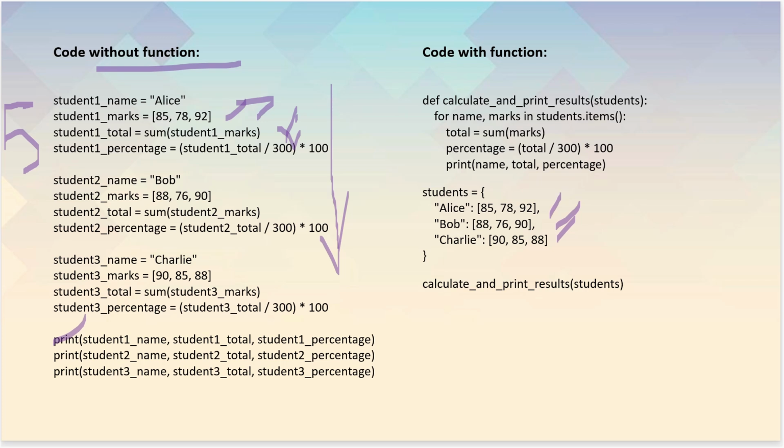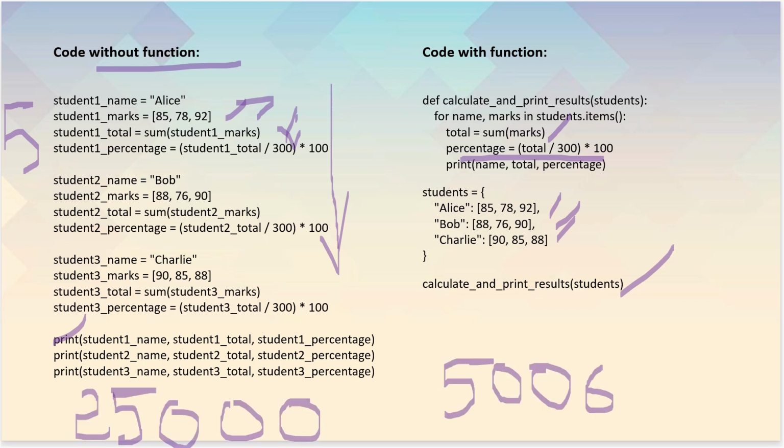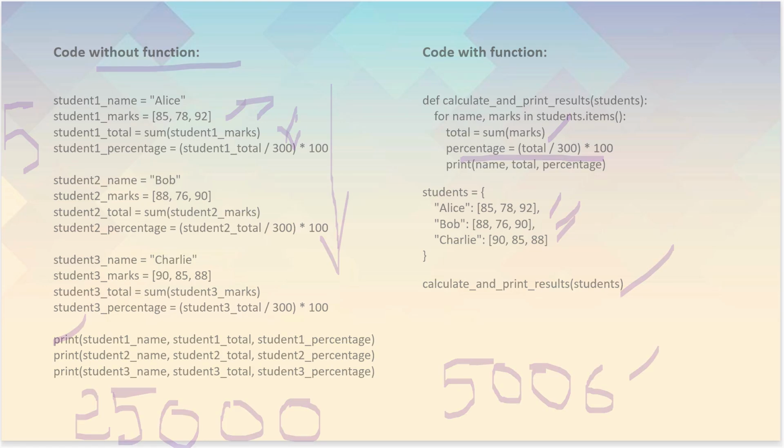And if there is any error in the percentage formula also, we can just change the formula in the function, and we can again call this function. From these examples, as you can see, the difference in lines is very huge. Without using functions, you need to write 25,000 lines, and with using functions, you need to write just 5006 lines only. And this tells the importance of using functions in our code.